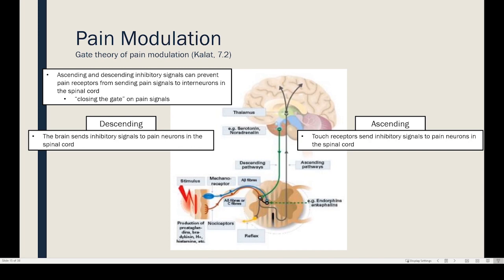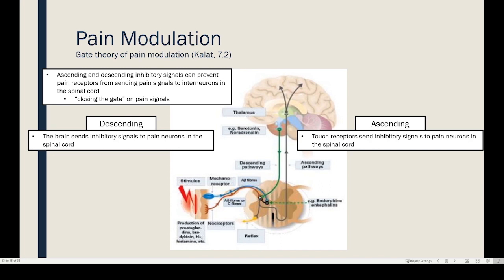So moving on, we've already talked about pain, now we're going to talk about pain modulation. And at least as described in the Callett book, the main theory of pain modulation is called gate theory. And so we have these inhibitory signals that come from the brain or from touch receptors. And what they do is inhibit the ability of the pain receptors to send their pain signal to the rest of the nervous system. And so by inhibiting that ability, we imagine that as basically closing the gate on those pain signals. And so that's why it's called the gate theory of pain modulation.